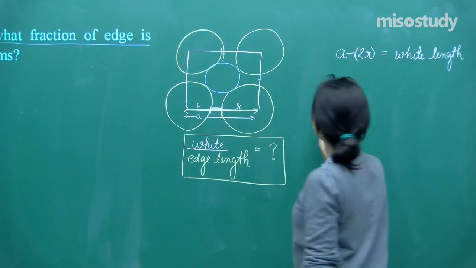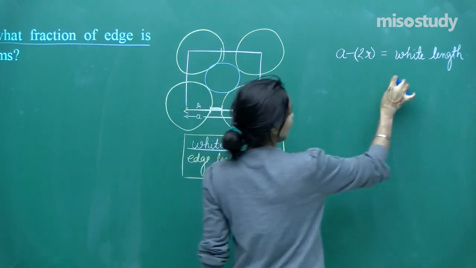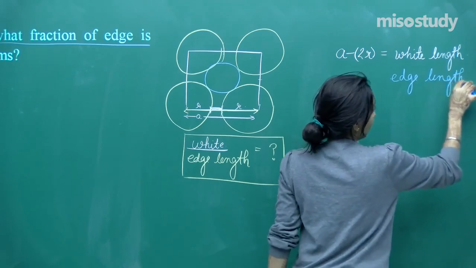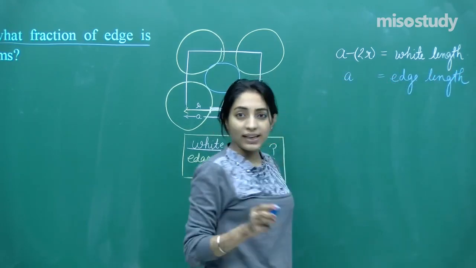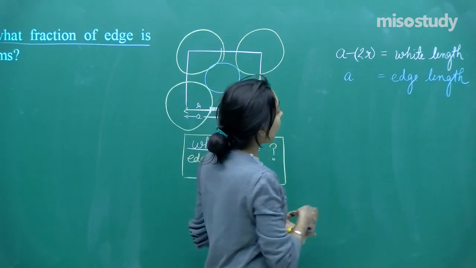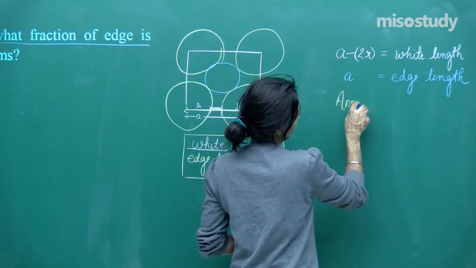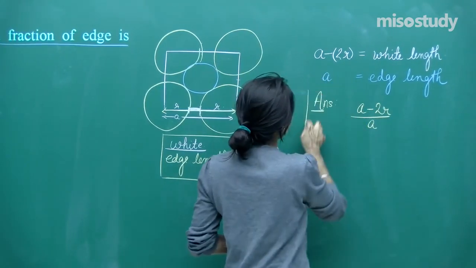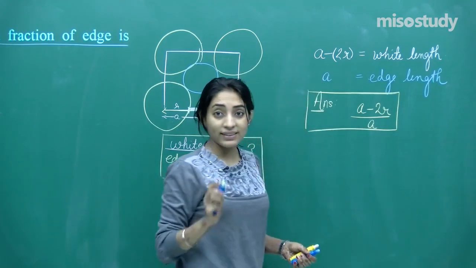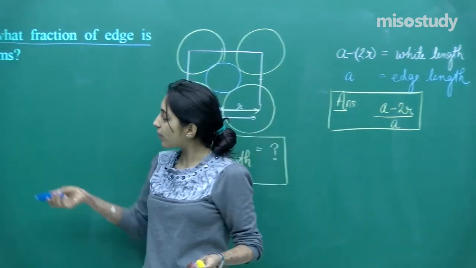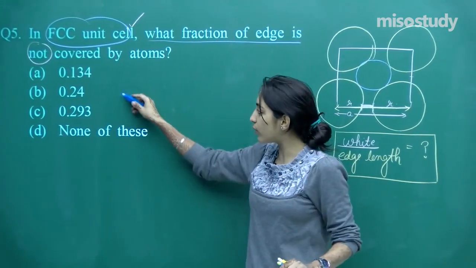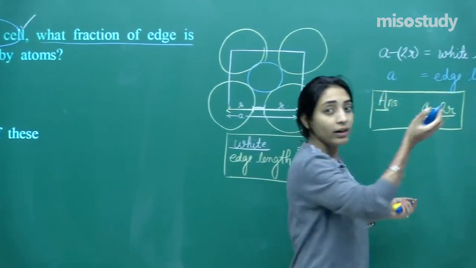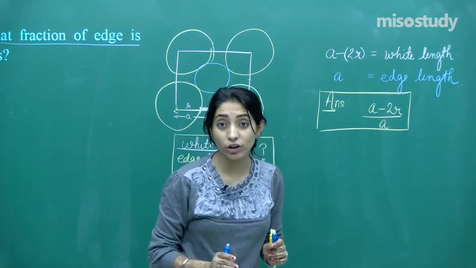Fine. Also, what is the edge length? The value of the edge length is A. Okay, so what we need to find out? Our answer will be A minus 2 times R divided by A. But guys, the options are only some values, right? So first of all, we need to know the relationship between A and R so that both of them can be interconverted to each other, right?